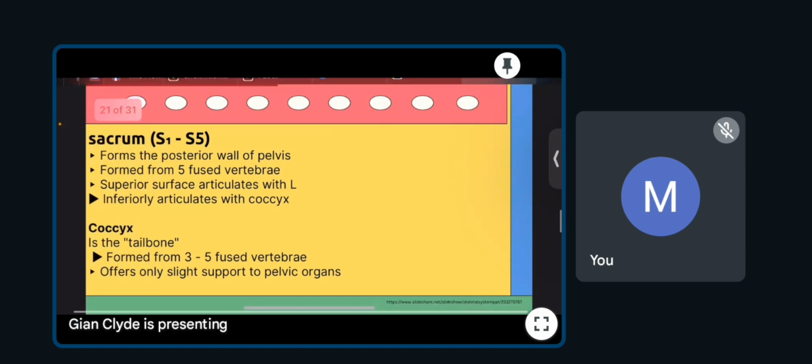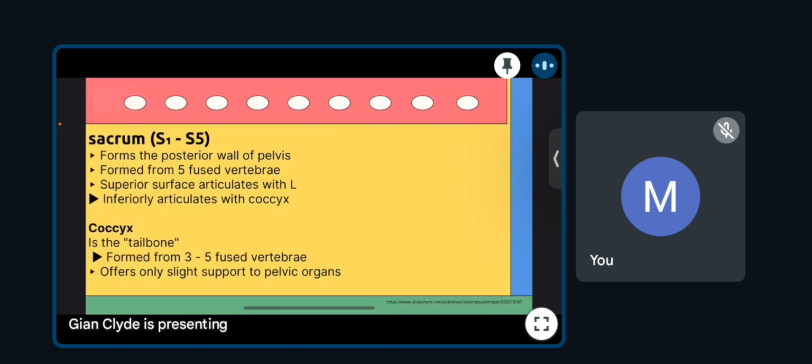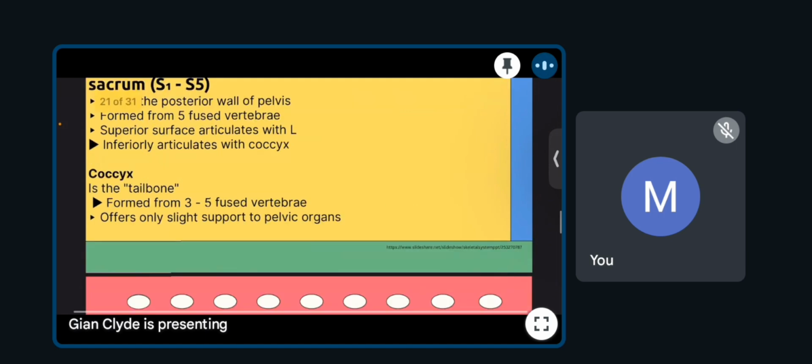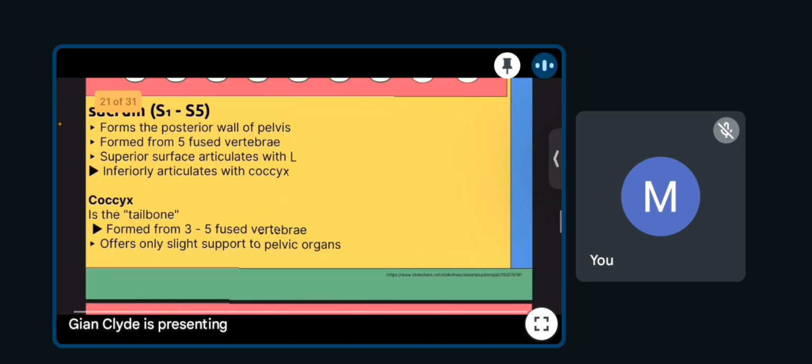Next is the sacrum, the S1 to S5. It forms the posterior walls of the pelvis, formed by 5 fused vertebrae. Superior surface articulates with L5, inferiorly articulates with coccyx. Coccyx, also known as the tailbone, formed from 3 to 5 fused vertebrae, offers only slight support to pelvic organs.